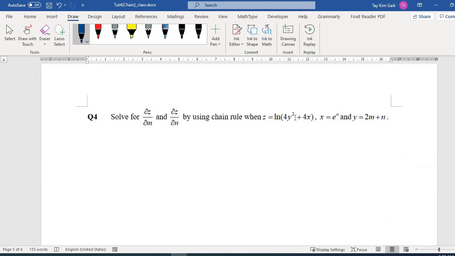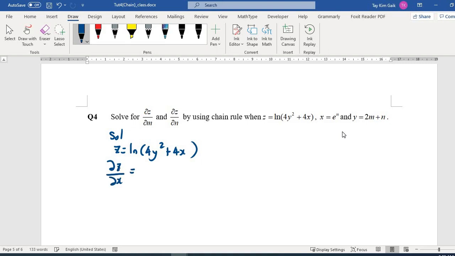Okay, you're also using chain rule. Z is only a function of x and y. So x is a function of n, y is a function of m and n. So here you can find del z del m, del z del n. So first of all, from z, you find the partial derivative with respect to x and y. So z is ln of 4y squared plus 4x. So you find del z del x.